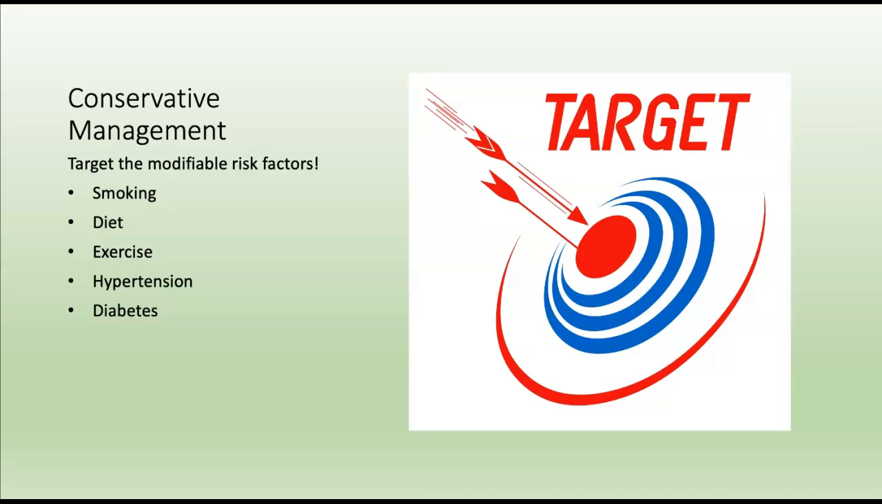The next step would be adding medications. The next step after that might be doing procedures like stents and stuff. But the most conservative is to really modify their risk factors through healthy living, okay? Healthy diet, exercise, that type of thing.